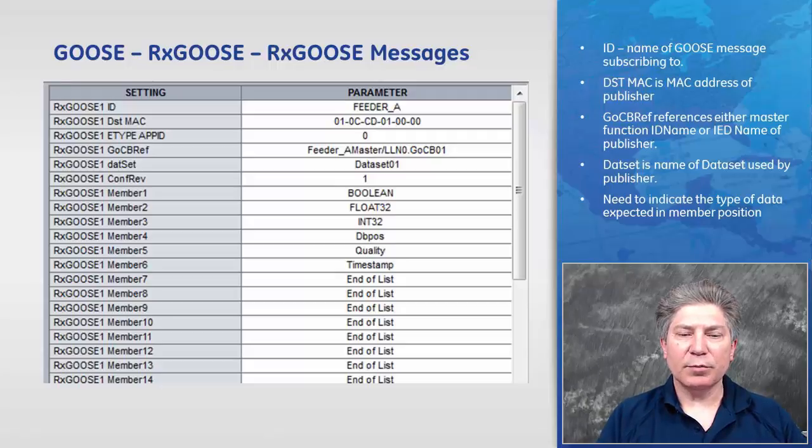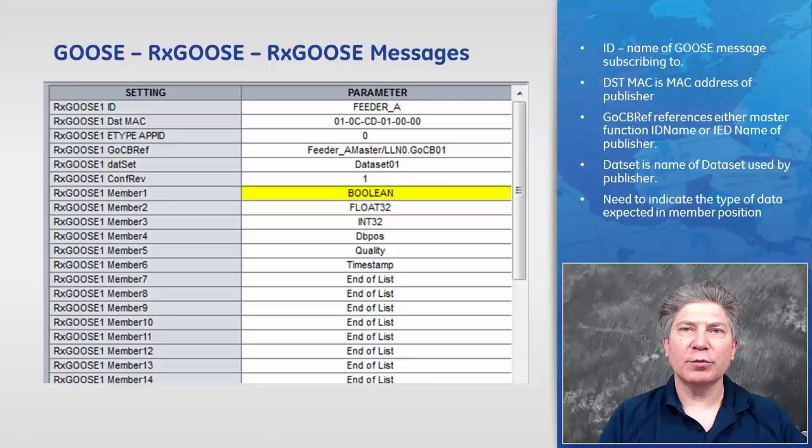All right. The next part we'll look at is the dataset. It's the name of the data set used by the publisher. So when we get into that portion of it, I'll talk more about the naming convention for the data set. In the member portion, we need to indicate the type of data that's located in each position of the Goose message. So here's some examples I put down here.